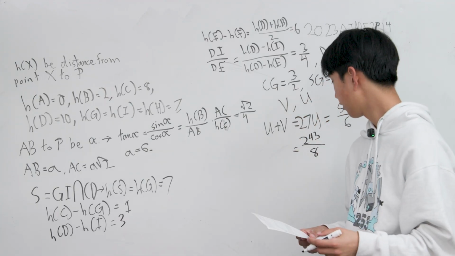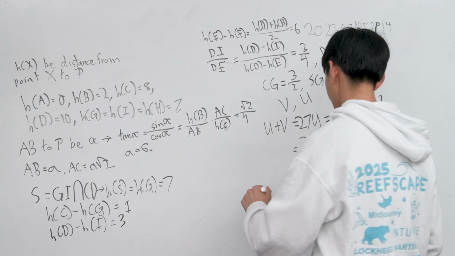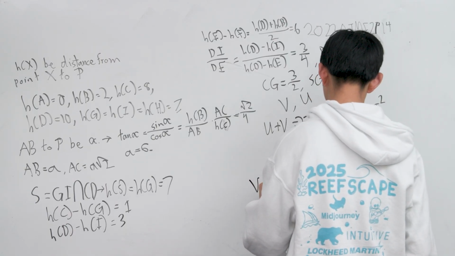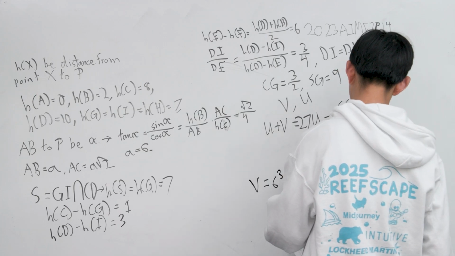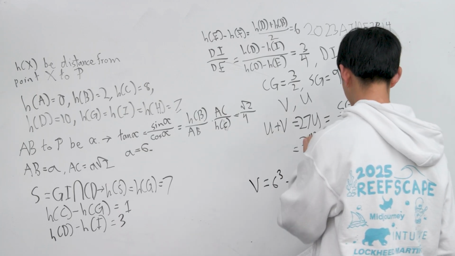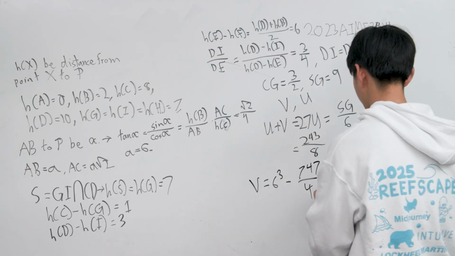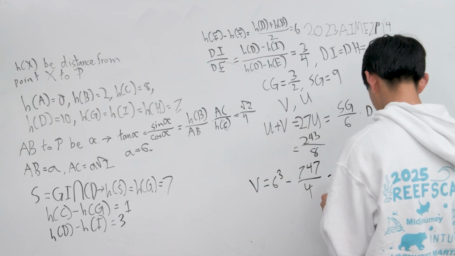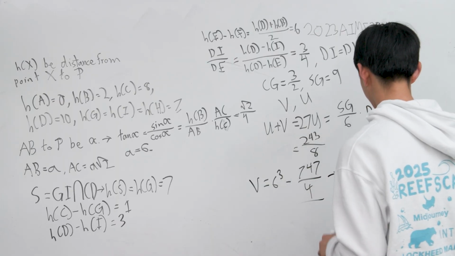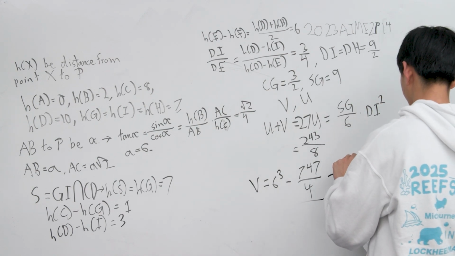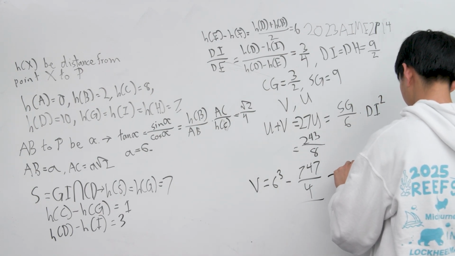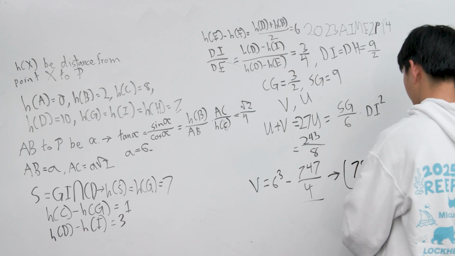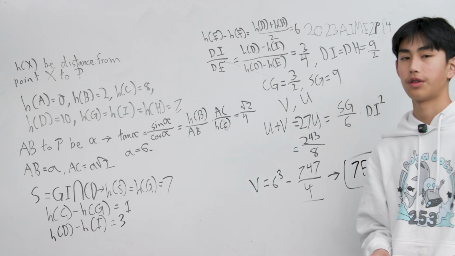Now, we want the volume. And the volume is 6 cubed minus 747 over 4 when it simplifies. So we have from this that 747 plus 4 is equal to 751. And that is our answer for this problem.